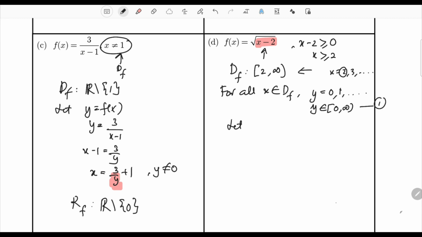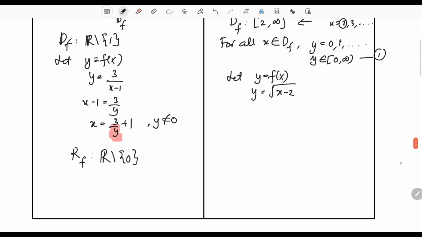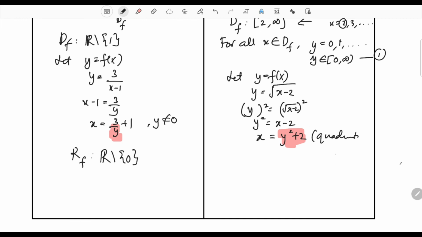Next, we're going to let y equal to f(x). So y equal to square root of (x minus 2). We square both sides to eliminate the square root. We have y squared equal to x minus 2. Rearrange: x equal to y squared plus 2. If you look at the right side, this is y squared plus 2, which is a quadratic. With anything quadratic, values of y must be real numbers.